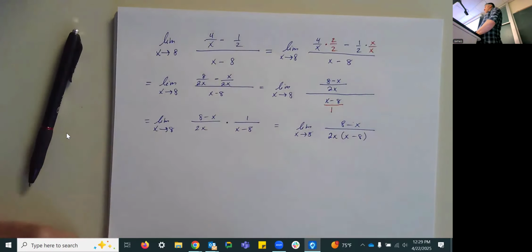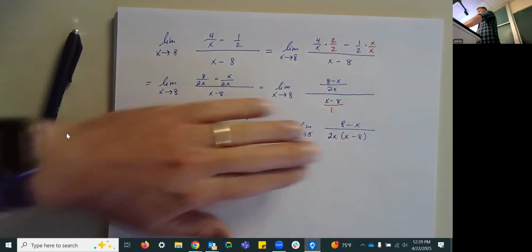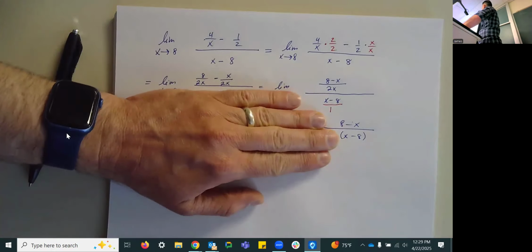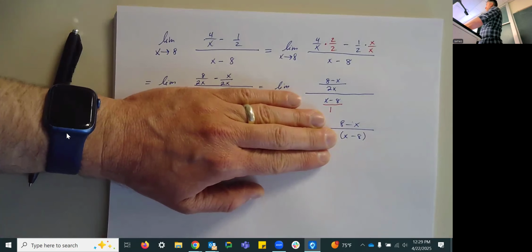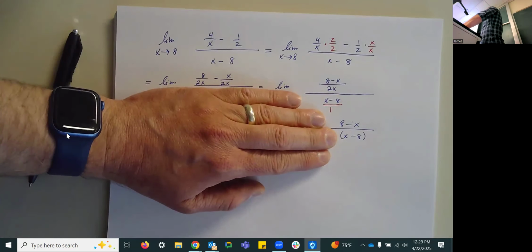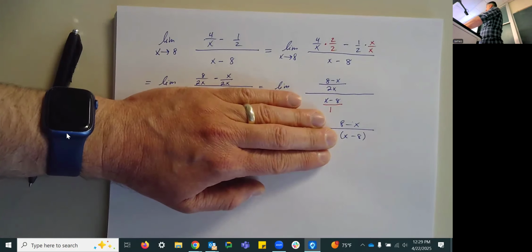And I think I might have talked about this a little last time, but I don't remember exactly. So here's what I like. If you pick any number that isn't 8, and just look at the 8 minus x divided by x minus 8 for a second, I'm going to pick 5. 8 minus 5 is 3. 5 minus 8 is -3. And 3 divided by -3 is -1.